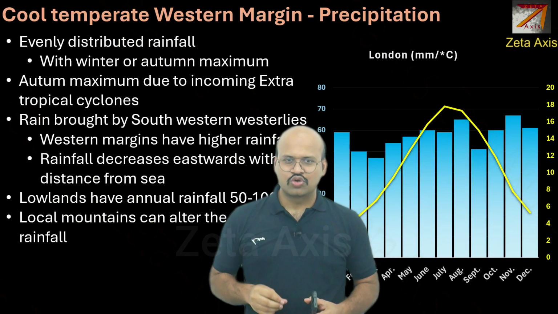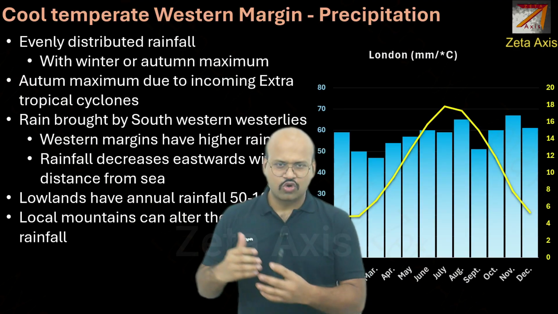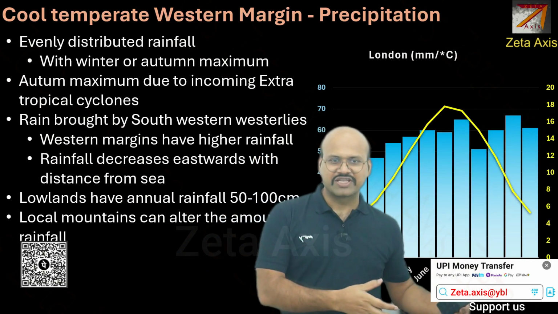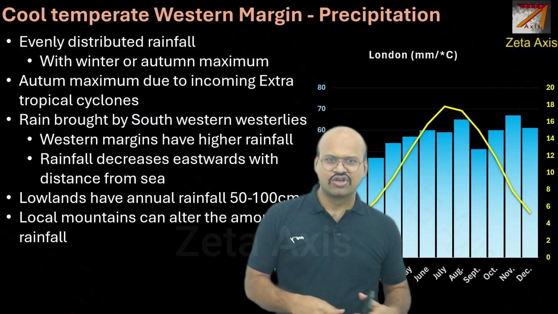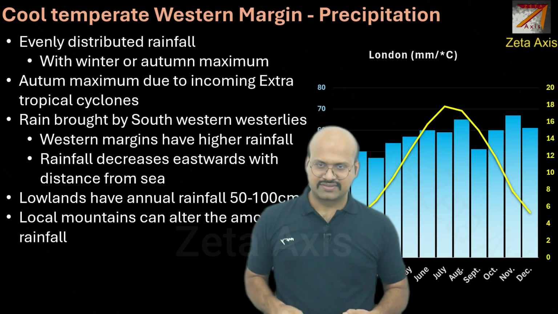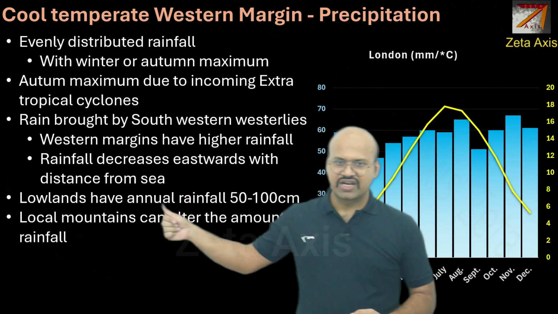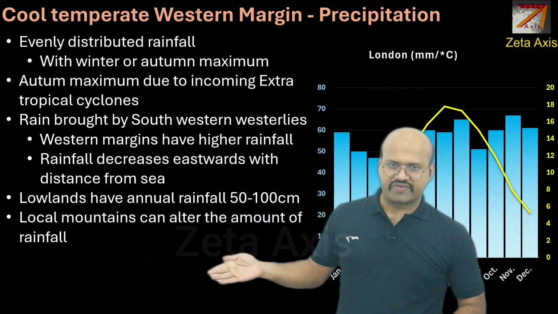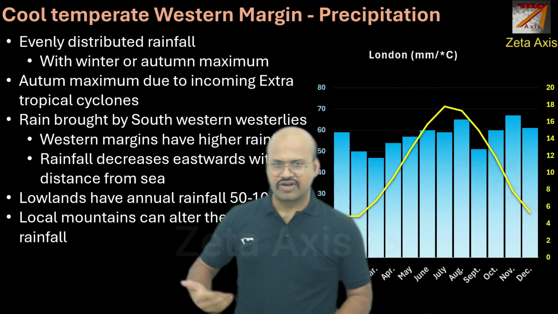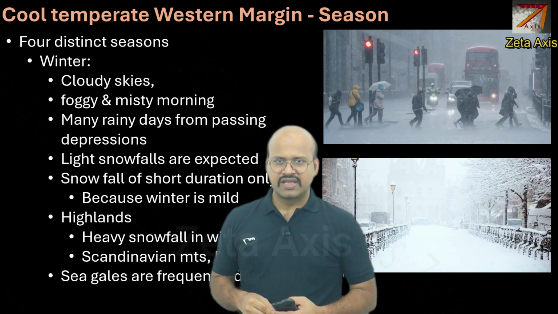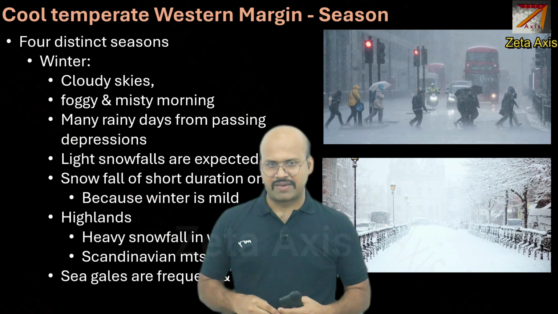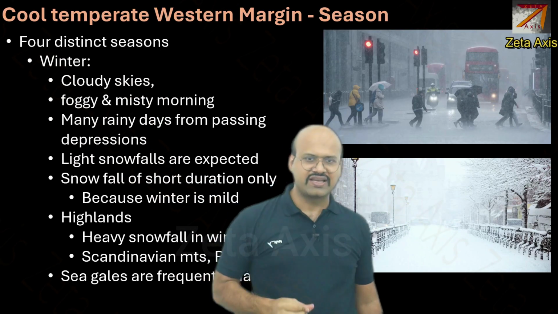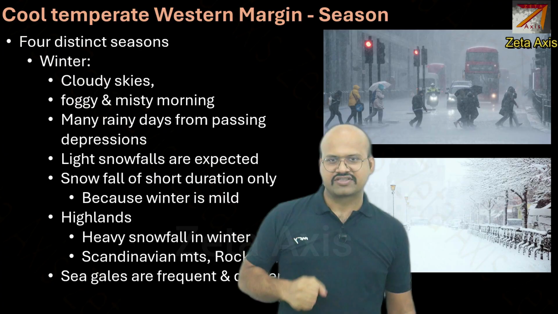Very similar to what happens in India. As you are closer to the western coast, you will have more rainfall. As you move away, in Madhya Pradesh or Chhattisgarh, you will see the rainfall slowly decrease. Lowlands have annual rainfall of 50 to 100 centimeters, and local mountains, local topography, can alter the amount of rainfall in any given region. Now, the British type of climate experiences 4 distinct seasons, and these are very clearly expressed in the climatic system over there.